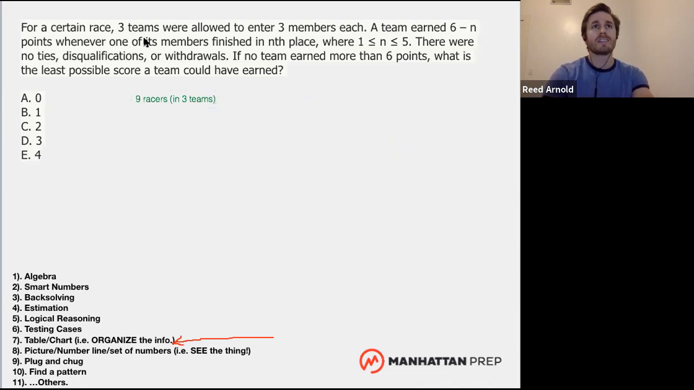A team earned 6 minus n points whenever one of its players finished in nth place. And this is one of the sticky points on this question, though there's some subjectivity here. What does that mean? A team earned 6 minus n points when one of its members finished in nth place. You could also argue that I'm finding a pattern and plugging and chugging here, but what happens at first place? I know someone wins points. Well, if it's first place, n is 1, right?